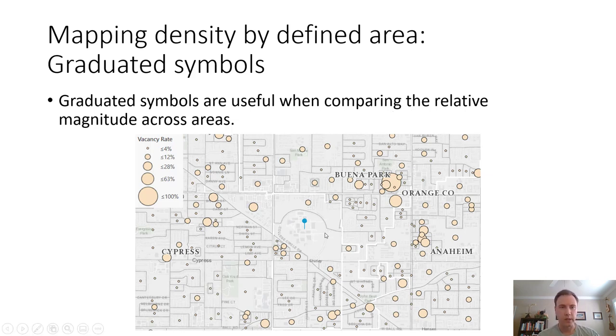And so most blocks have a relatively low vacancy rate. But there's this area here to the northeast of Cypress College that's got very high vacancy. So that could be a new development, perhaps. Maybe new homes that were built and no one's moved in yet, or who knows, just theorizing.